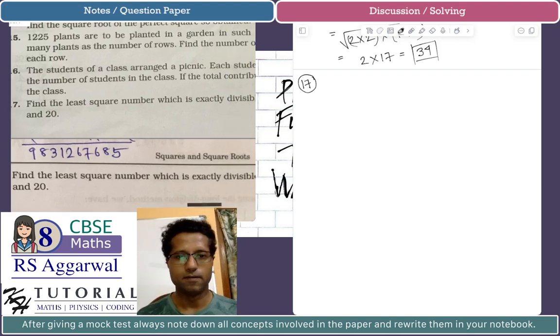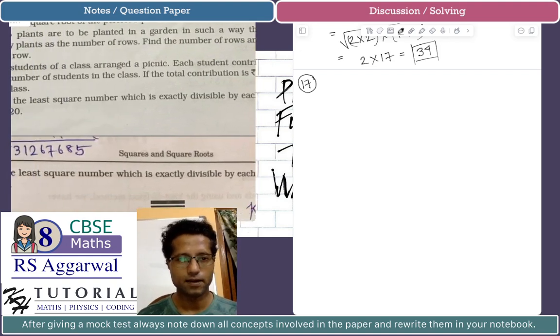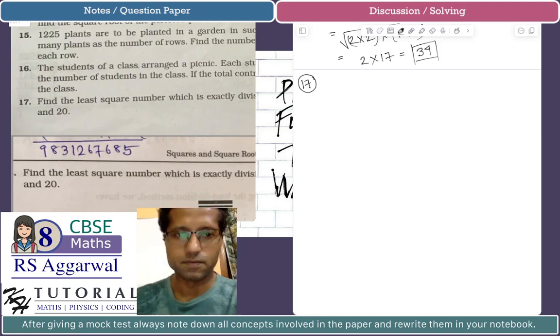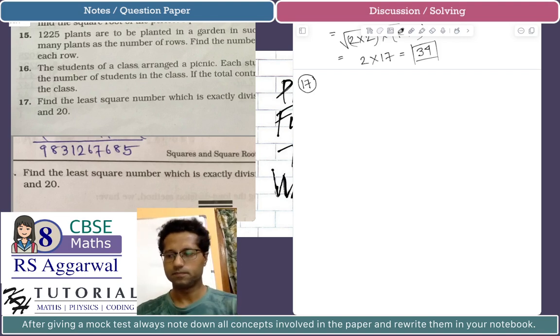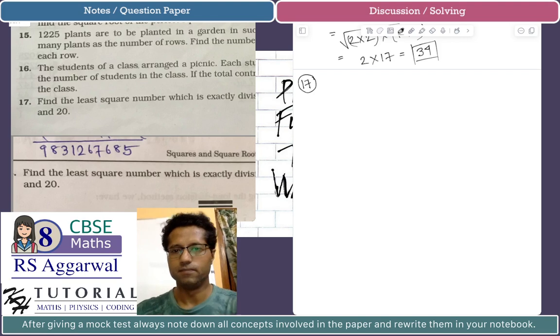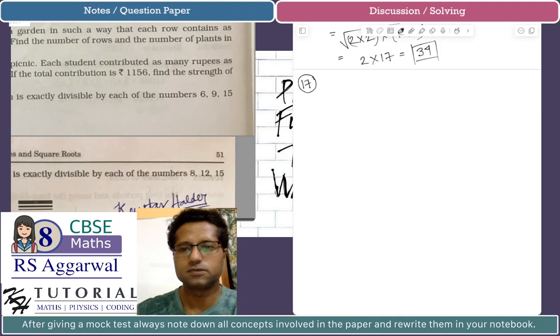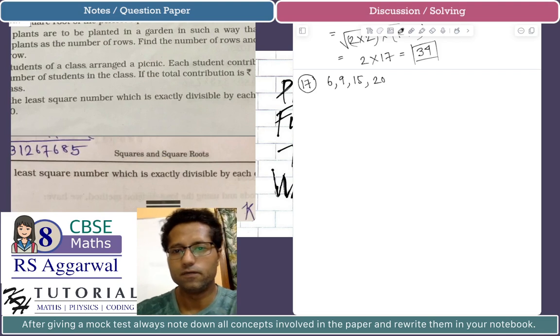Okay, let's do problem number 17. Find the least square number which is exactly divisible by each of the numbers 6, 9, 15 and 20. We have already discussed in the theory how to find the least square number which is divisible by some given numbers. The given numbers are 6, 9, 15 and 20. So first we have to find the LCM of these given numbers.